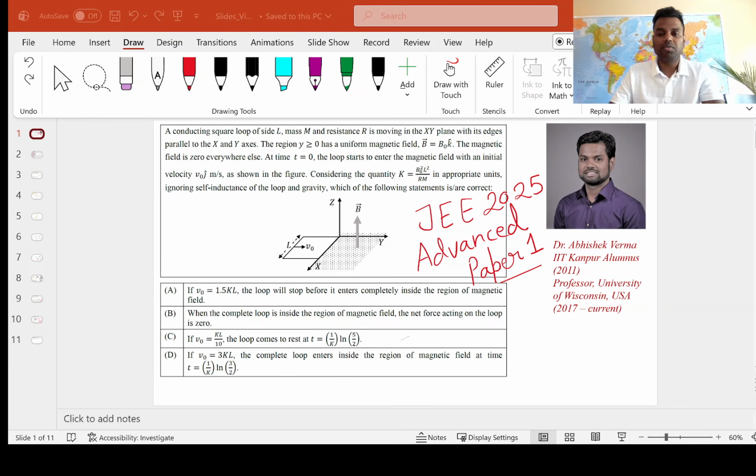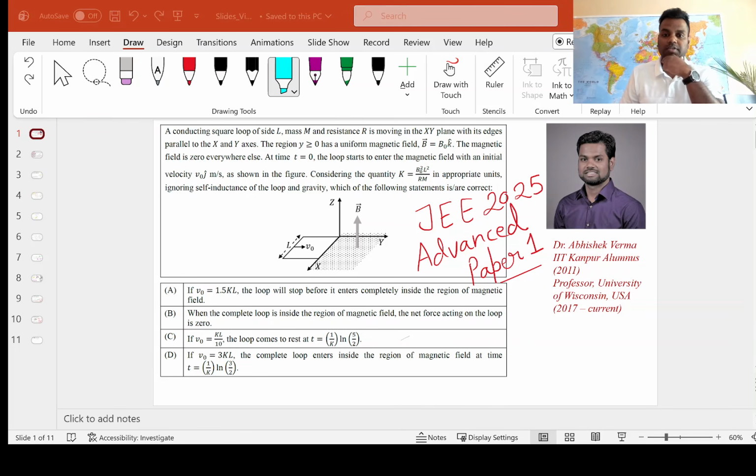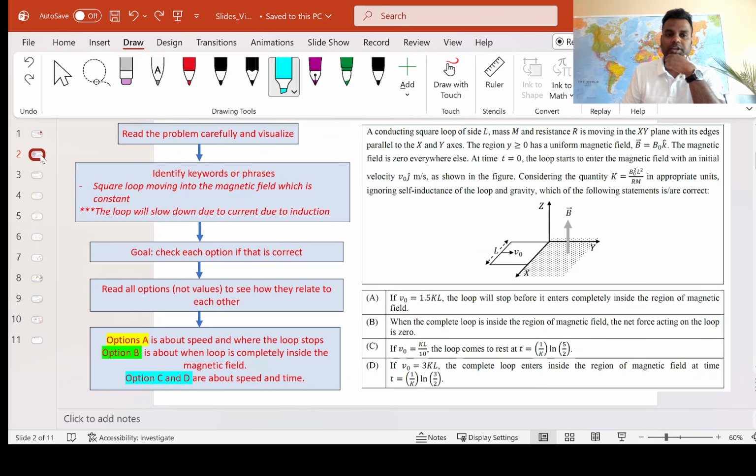In this video, we will work on this problem from 2025 Advanced Paper 1. So let us look at the thought process. Read the problem and comprehend what is happening overall, and then identify the key point of the problem, right?